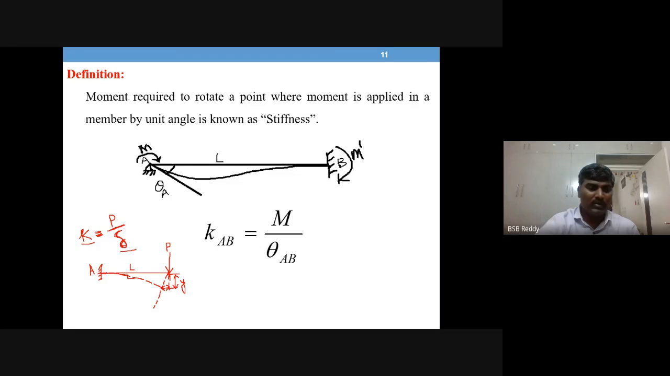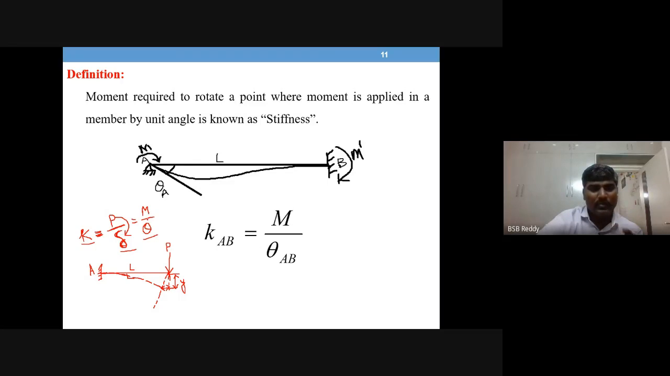So this is how we define stiffness. When you apply load, the deformation is deflection. That's why we take the corresponding quantity. The load will cause the member to deform, so it will deflect. Whereas moment will cause the member to rotate. So the stiffness of a member when moment is applied is calculated as moment by theta.